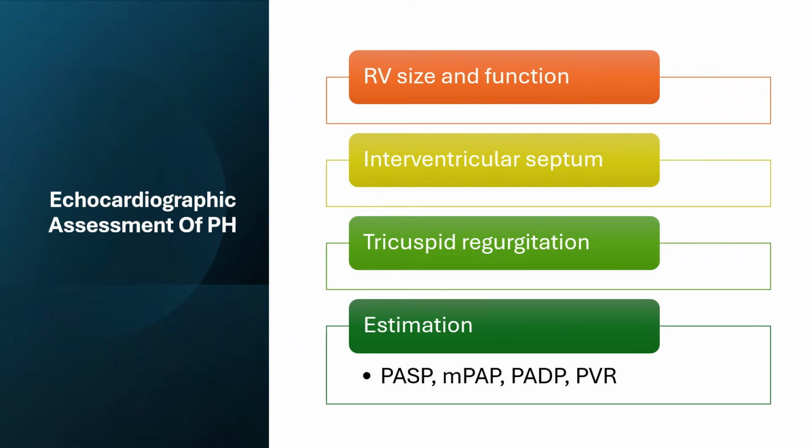Echocardiographic assessment of a patient with pulmonary hypertension also is focused on the size of the right ventricle and its function, position and shape of the intraventricular septum, presence of tricuspid regurgitation and its severity, and estimation of pulmonary arterial systolic pressure, mean pulmonary arterial pressure, diastolic pulmonary arterial pressure, and pulmonary vascular resistance.